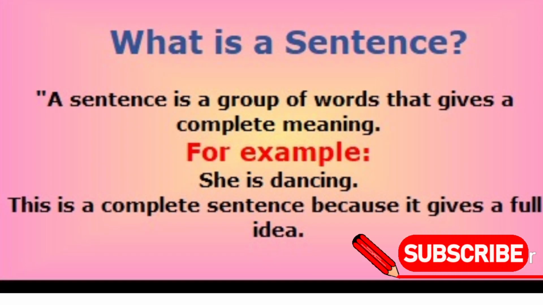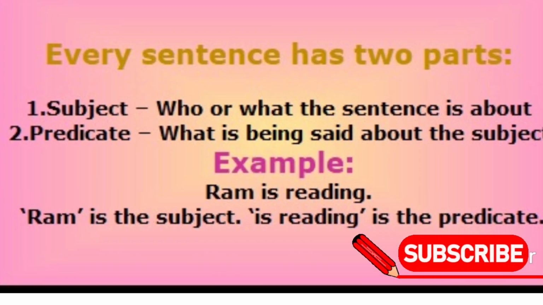What is a sentence? A sentence is a group of words that gives a complete meaning. For example, she is dancing. This is a complete sentence because it gives a full idea. Every sentence has two parts. 1. Subject, who or what the sentence is about. 2. Predicate, what is being said about the subject. Example. Ram is reading. Ram is the subject. Is reading is the predicate.